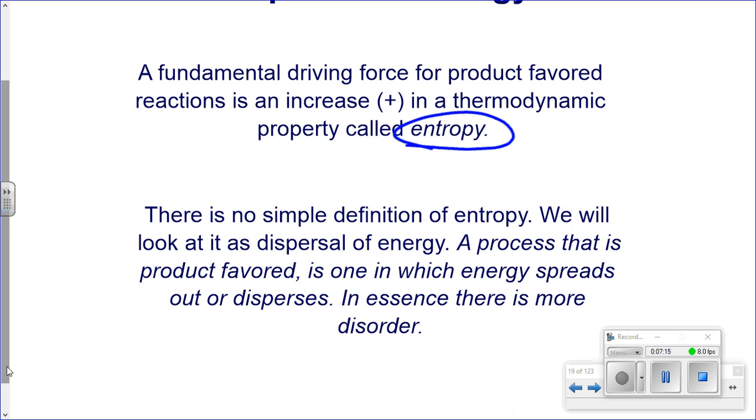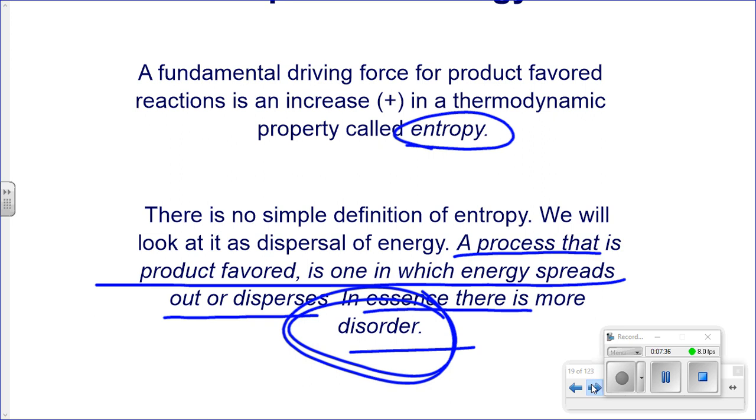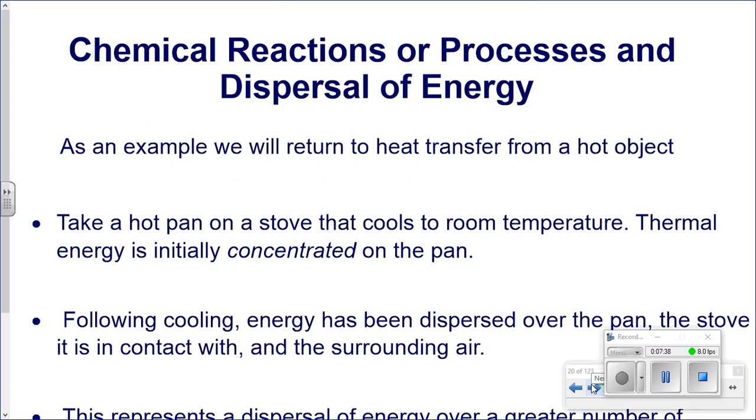So a process that is product favored, this is huge right here, a process that is product favored is one in which the energy spreads out or disperses. In essence, there's more disorder. And entropy can be described, although I've heard this argued against, as the measure of disorder. It's rather the process that leads to disorder, okay? So we're looking for more disorder, and more disorder means higher entropy or greater entropy, okay?